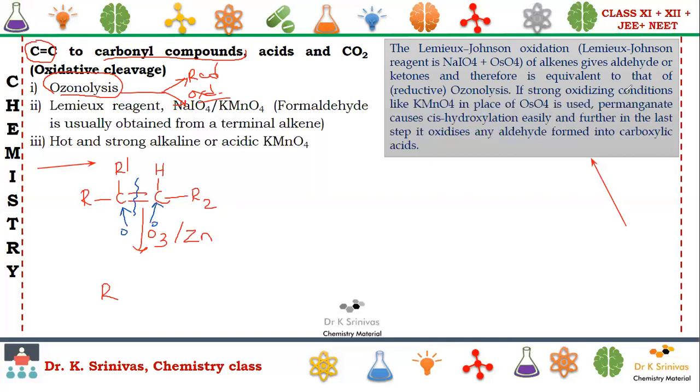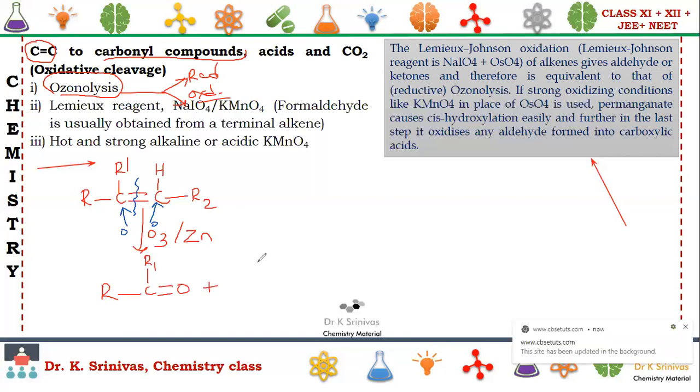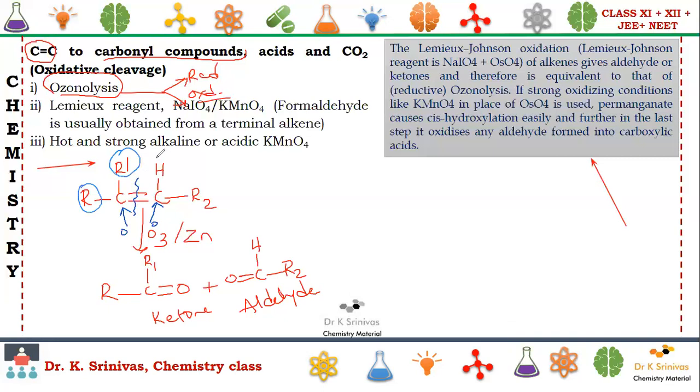So therefore, we are going to get the compound like this: R C R1 double bond O plus C H double bond O R2. Here we are going to see the formation of ketone, and here the formation of aldehyde. It all depends on the reactant which we are taking. If the reactant has substituents like this one, then we see the ketone form. If the reactant has an H, then we see the formation of aldehyde.